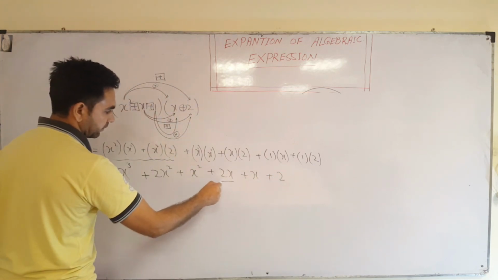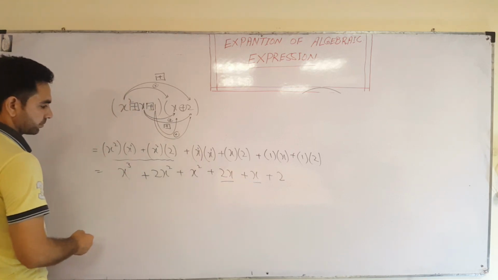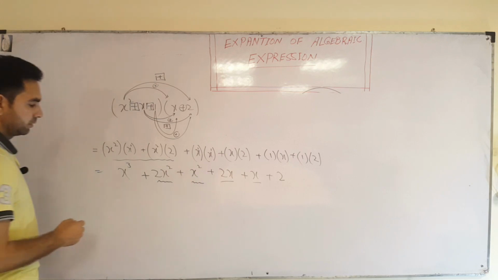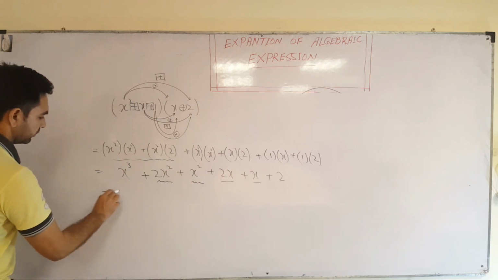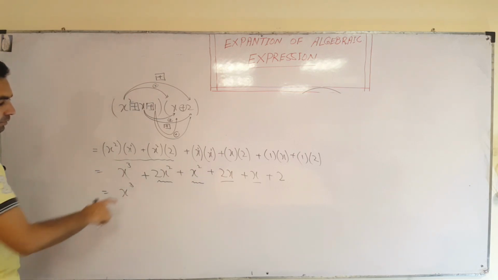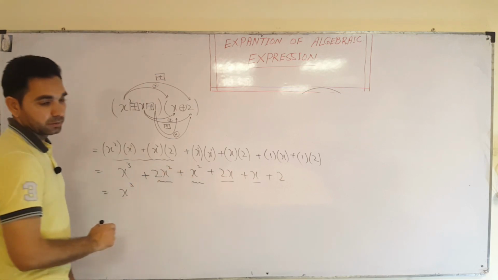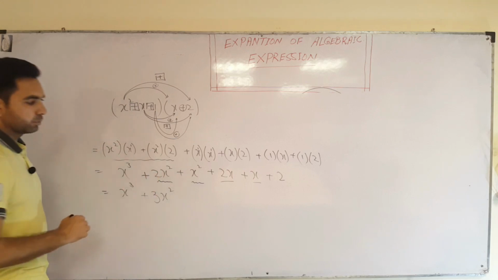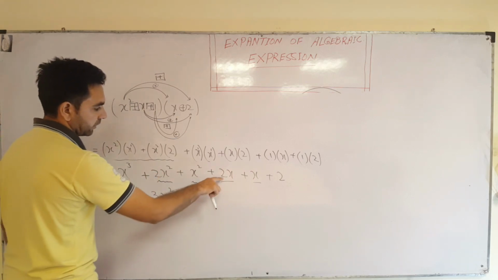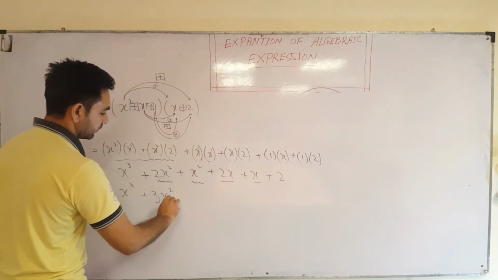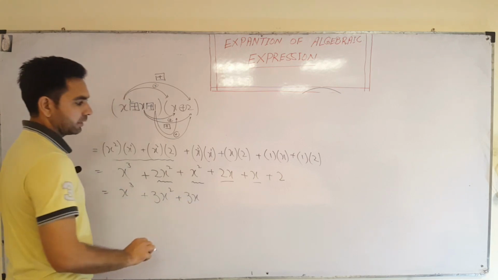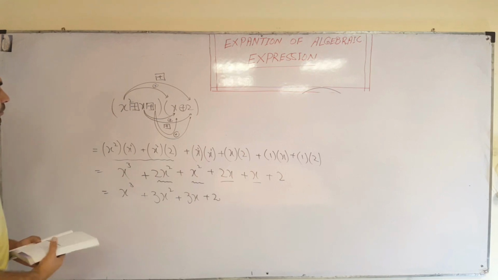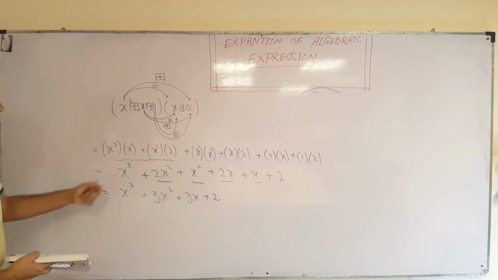So we have x terms here, we have x square terms here, and this is x cube. So x cube comes as it is. We have 2x square and x square. So if you add them, they will give us 3x square. Now again, if you add 2x and x, it gives us 3x, and then the 2 as it is. So the expansion of this expression is this one.